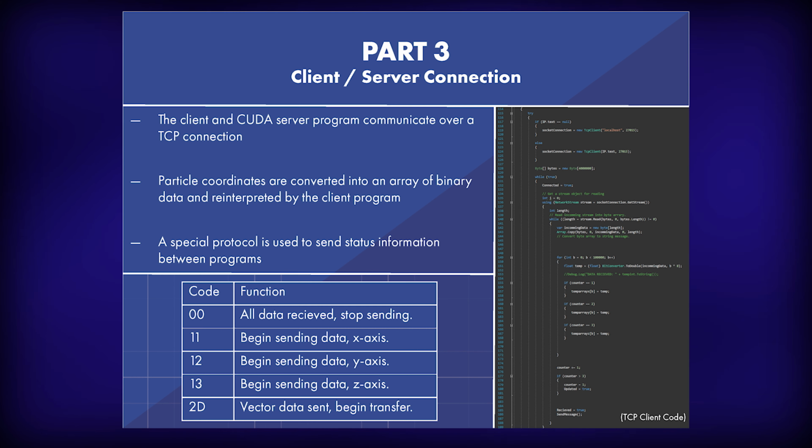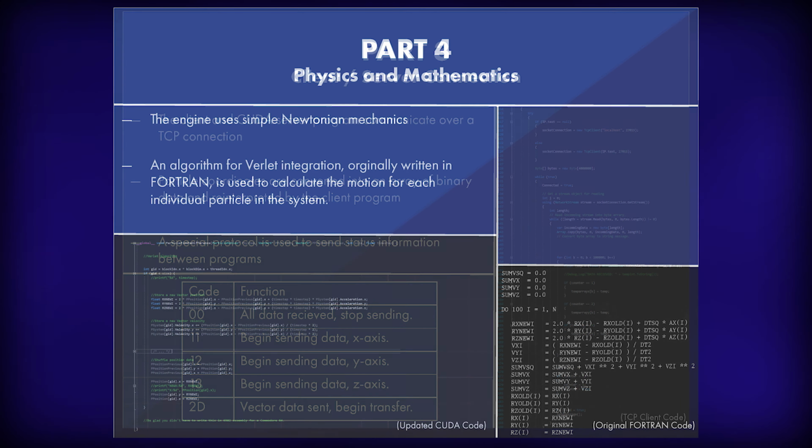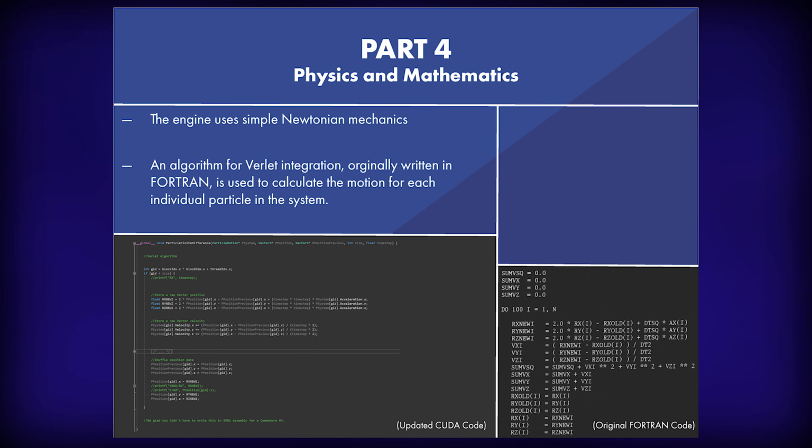And of course the smallest unit of data that a computer can understand is binary. So we developed an algorithm that takes all of the coordinates of the particle system and then basically turns it into a large binary array of floating point numbers. And then the client has its own special protocol with different codes and functions that it uses to reinterpret this array back into vectors.